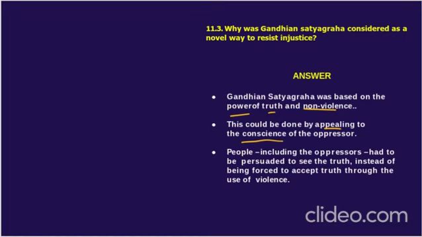So how could we do it? We can appeal to the conscience of the oppressor, right? Who can resist the injustice. People, including the oppressors also, had to be persuaded to see the truth instead of being forced to accept the truth through the use of violence. The main thing is that all the people who were suffering shouldn't accept the truth via violence. They should see the truth through non-violence, not through violence.